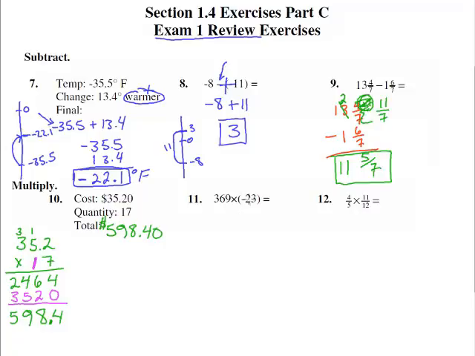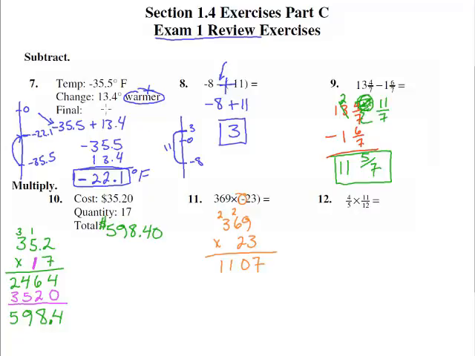369 times negative 23. So this is going to be 369 times 23. And this negative sign, we just need to make sure that at the very end we have a negative. We have positive times a negative. So let's do this. 3 times 9 is 27. Carry the 2. 3 times 6 is 18. Plus 2 is 20. Carry the 2. 3 times 3 is 9. Plus 2 is 11. Good.